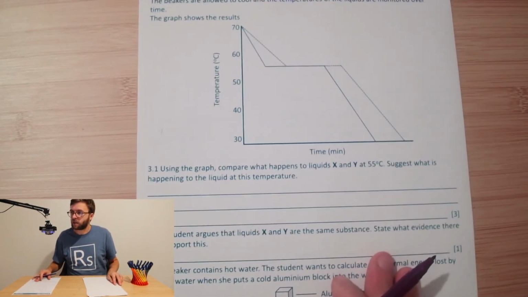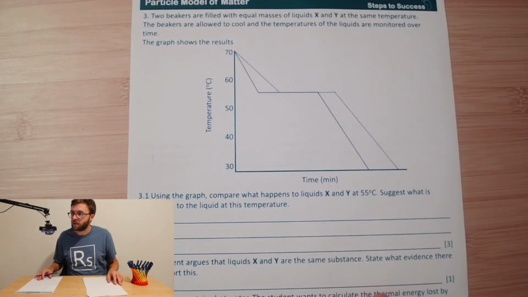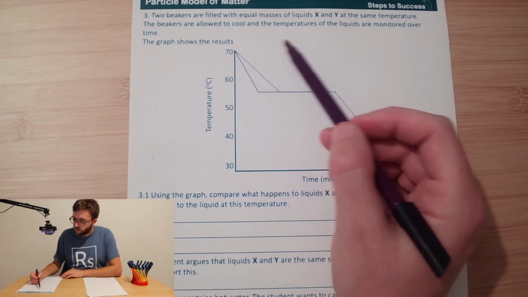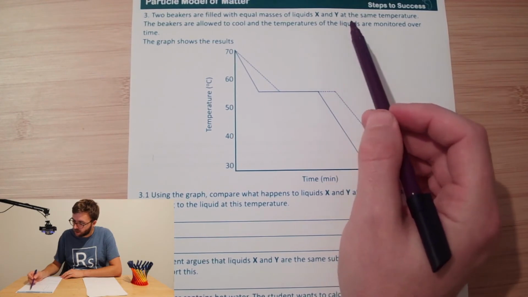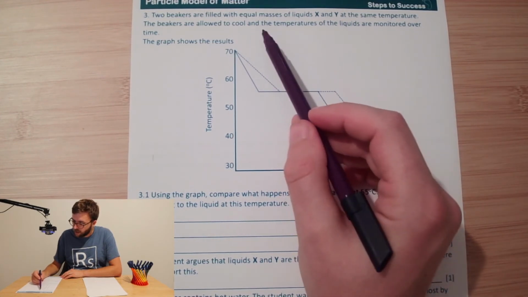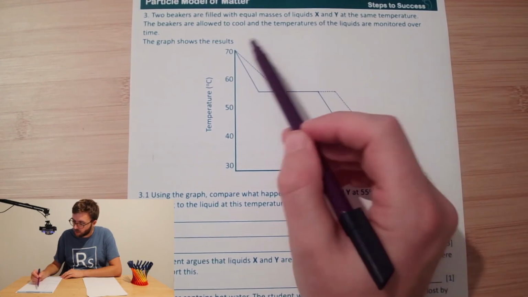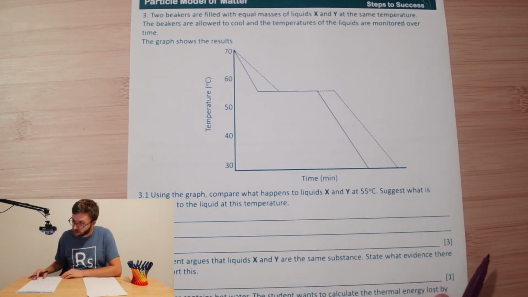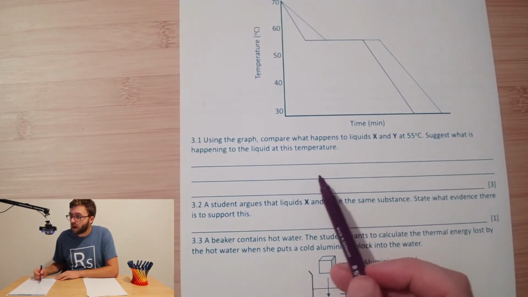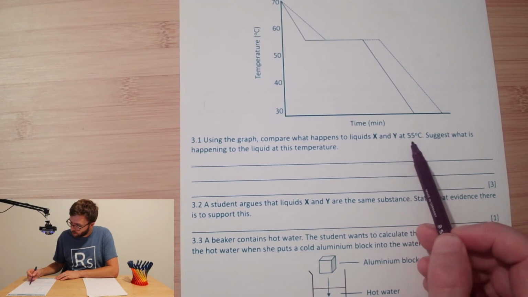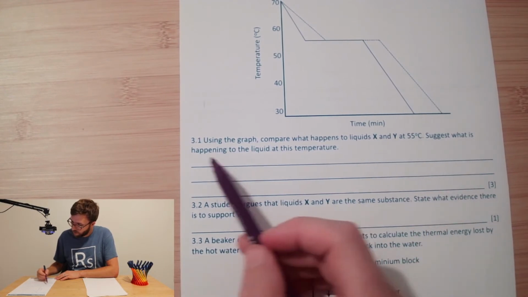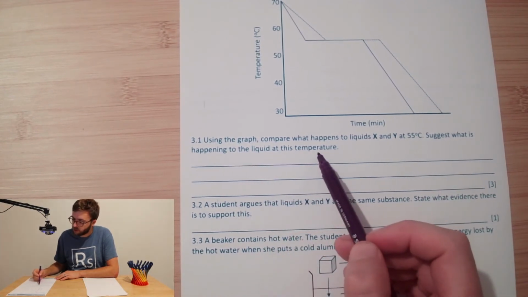Okay, let's have a look at question 3. Two beakers are filled with equal masses of liquids X and Y at the same temperature. The beakers are allowed to cool and the temperature of the liquids is monitored over time. The graph shows the results. Using the graph, compare what happens to liquids X and Y at 55 degrees Celsius. Suggest what's happening to the liquid at this temperature.